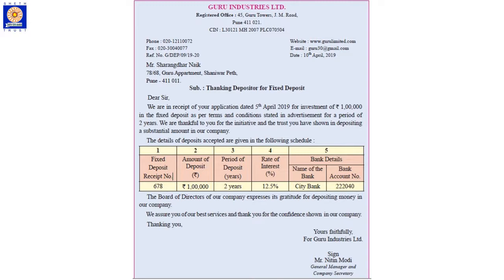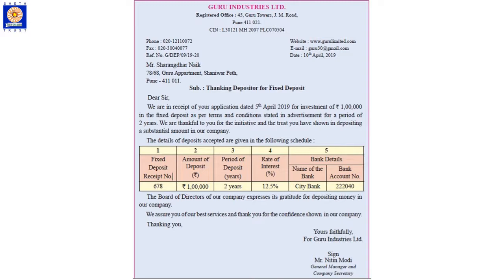Now here there is no enclosure. I hope this letter was very easy to understand. In this letter, the secretary is just thanking the depositor for investing the sum amount, and the period of the deposit, the amount of deposit, and the rate of interest of the deposit are given.